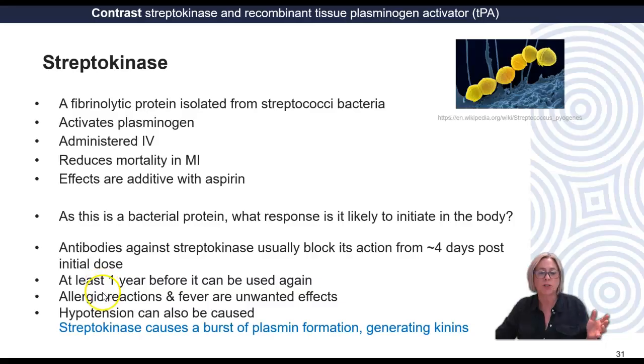And that's because it's going to stimulate a huge inflammatory allergic response that can result in anaphylactic shock and fever, all of that sort of stuff, unwanted effects. And hypotension can also be caused because the streptokinase causes a burst of plasmin formation, generating kinins. And remember, those kinins are pro-inflammatory themselves. They cause vasodilation. So here we're talking about systemic vasodilation, systemic vascular permeability, and that contributes to that shock.